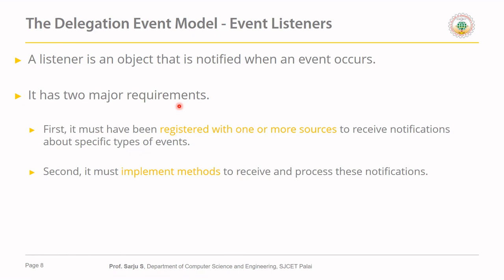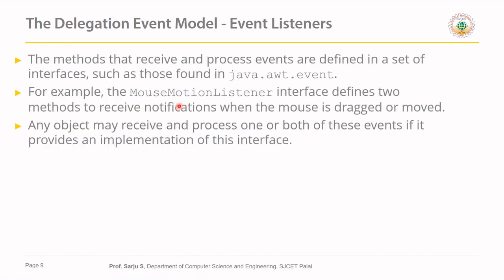Okay, so it should implement a method when an event happens. What we are going to perform is written in the implementation method, and it is defined in the java.awt.event package. For example, the MouseMotionListener is an interface which defines two methods. We'll look into the details in the upcoming sessions.